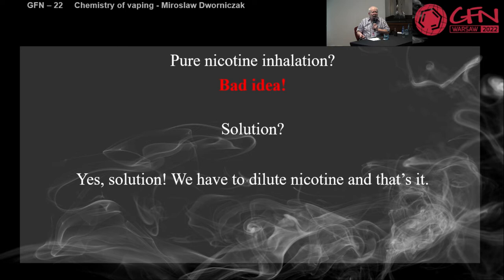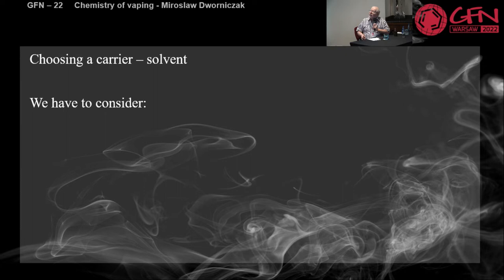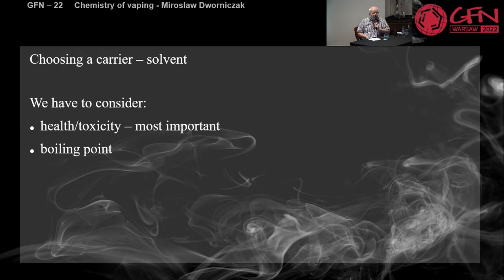So when you dilute something in something, we prepare a solution. So we have solute, in this case nicotine, and the solvent. So we have to choose a carrier or a solvent. What we have to consider from the physicochemical point of view? First, and the most important, health and toxicity. The solvent should be healthy. Then, boiling point. It should not be too low, and it should not be too high. And third, viscosity. If it's too viscous, we have to get rid of that or change the viscosity. I will refer to that a bit later.